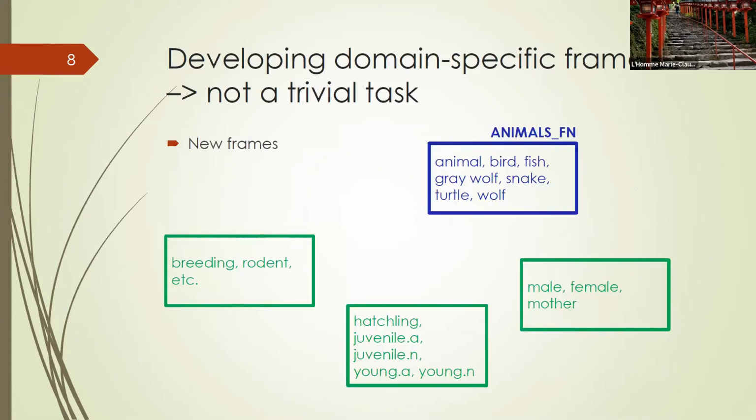We also needed to create new frames, and this is a simple example. So for instance, we could refer to the animals frame in FrameNet to account for a certain number of terms that appeared in our corpora. But we also needed to create new frames to account for different perspectives taken on animals. So for instance, we have a frame that describes the perspective taken on animals according to their development, another one according to reproduction, and so on.